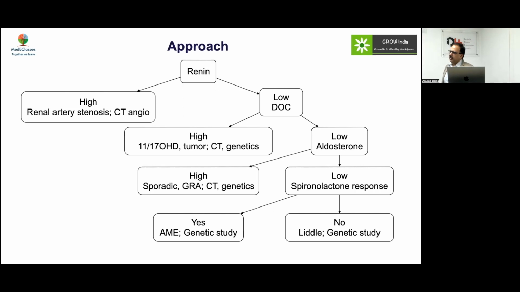High renin, renal artery stenosis. Low renin, high DOC. You get a specific diagnosis, but you will get clues.